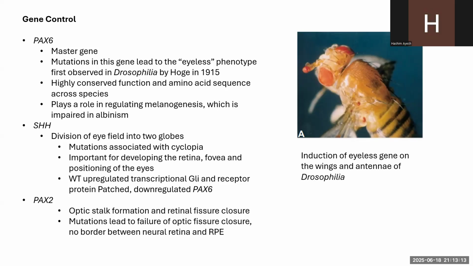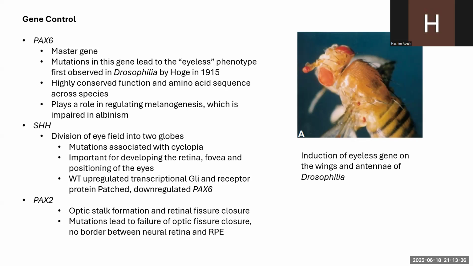Sonic hedgehog, SHH, is responsible for the division of the eye field into two globes. Mutations are associated with cyclopia, one eye. It's important for developing the retina, fovea, and the positioning of our eyes. In wild type, the transcription factor Gli is upregulated as well as the receptor protein patched, while PAX6 is downregulated.